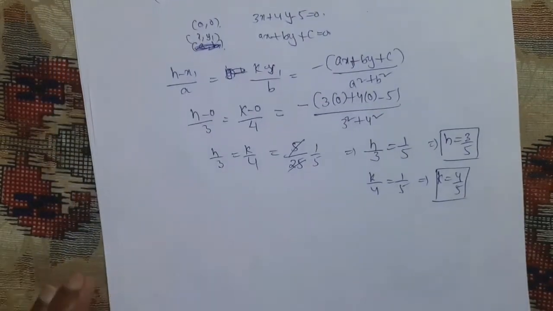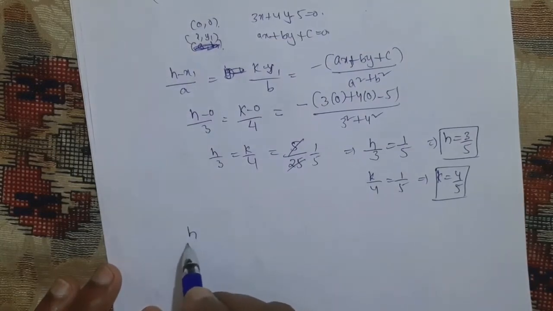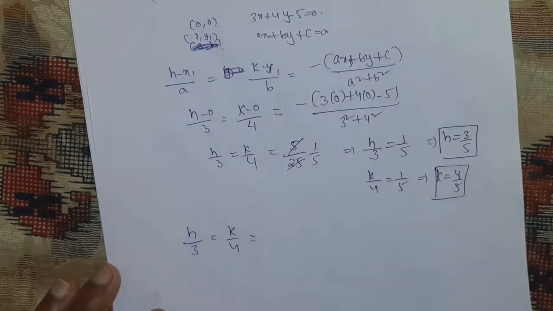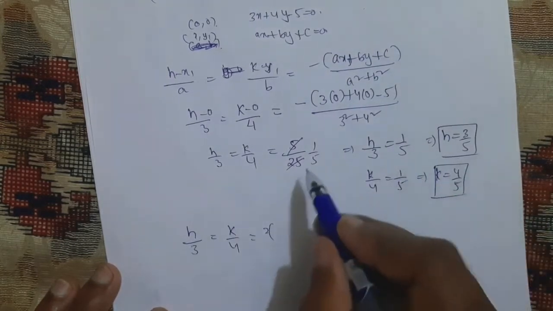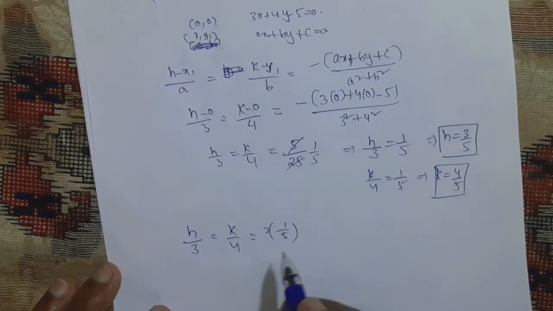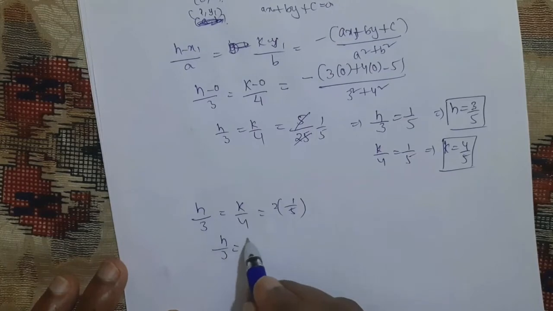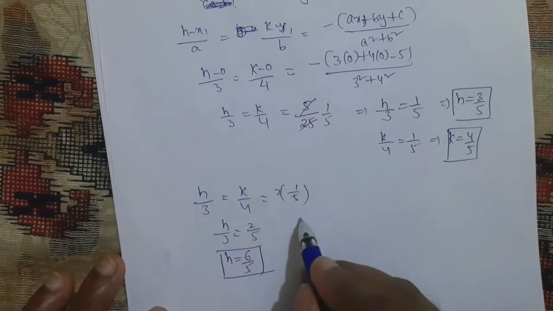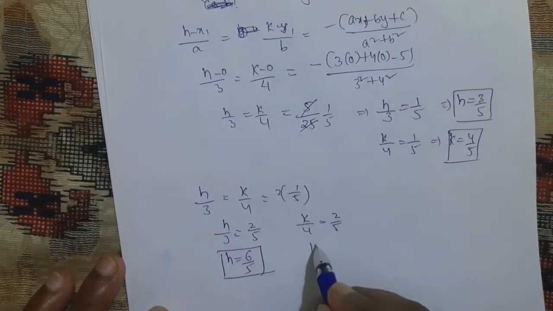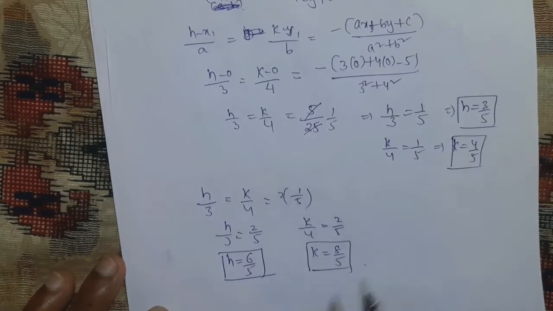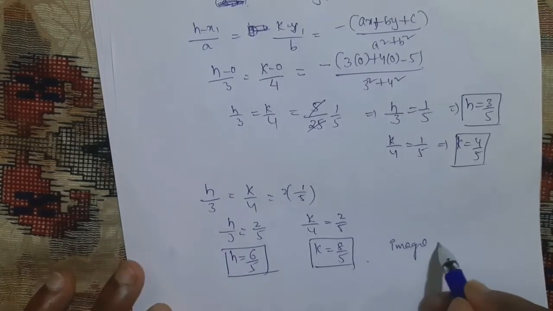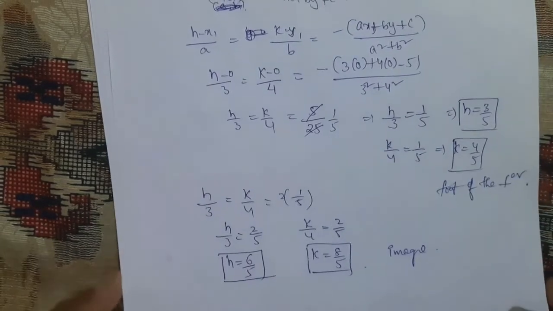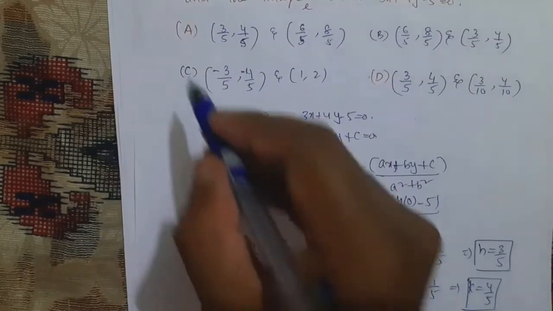To find that image, what is the formula? Here we got h/3 and k/4 equal to 1/5, but for the image that is equal to 2 times of 1/5, that means 2/5. So h/3 = 2/5, that means h = 6/5. And again k/4 = 2/5, that means k = 8/5. So these are the image, and the earlier two are the foot of the perpendicular. So our option is option A.